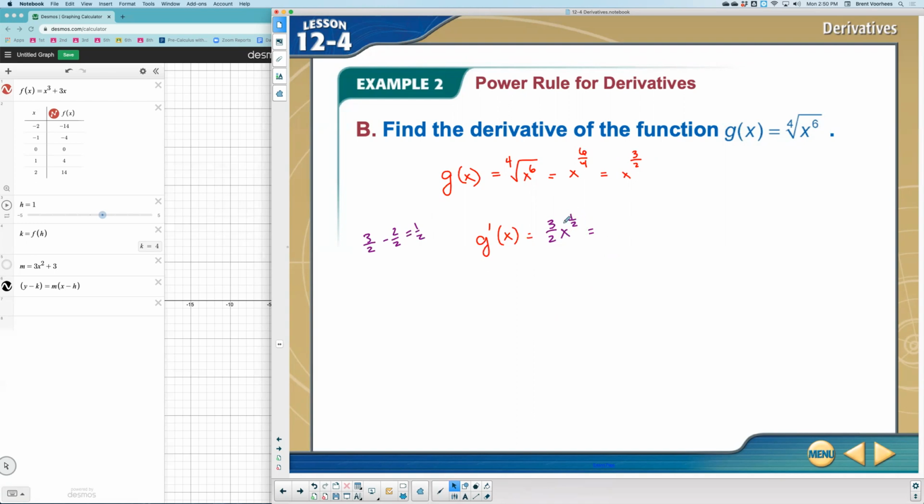And that you could also rewrite, so 1 divided by 2, that's a square root. You could write this as 3 halves square root of x. That 1/2 power is only on the x, it's not on the 3 halves. That's why they had the 3 halves outside the square root. So you could write it that way.